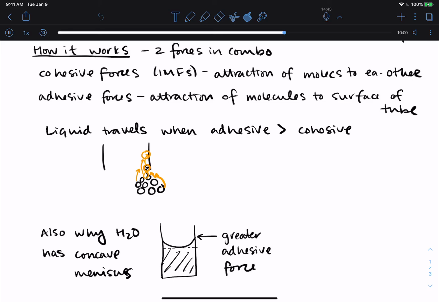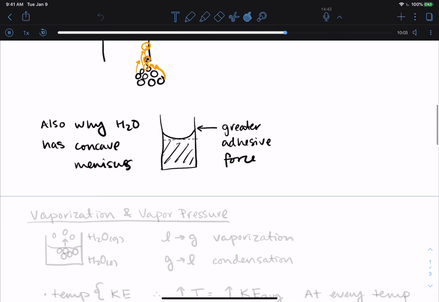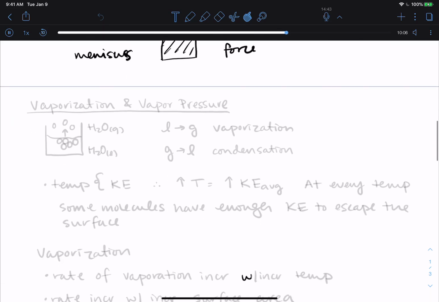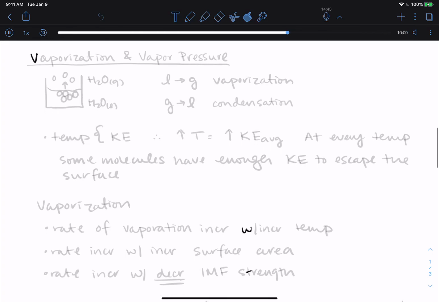So the last property, and this is going to get carried over into some later videos when we talk about the energetics involved, we're going to talk about vaporization and a little bit about vapor pressure. And this is the same thing as when we talked about boiling point, right? So vaporization is just going from a liquid to gas. It's just a fancy way to talk about it. It means boiling.